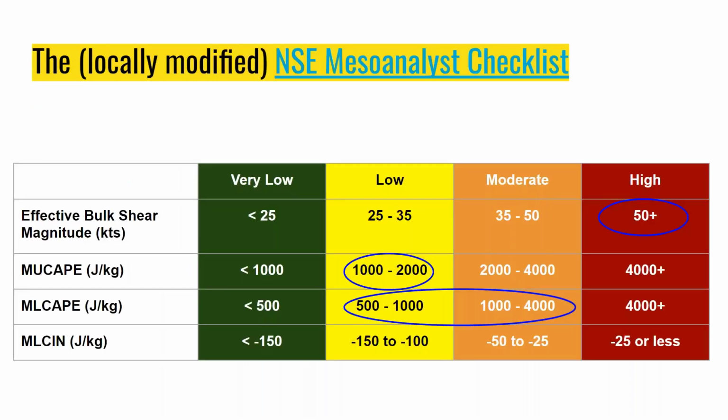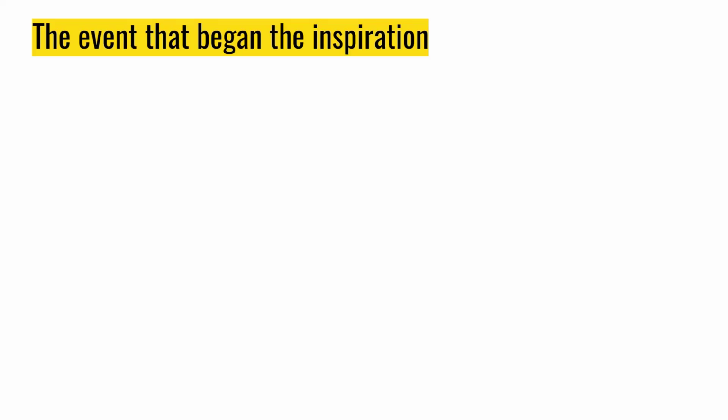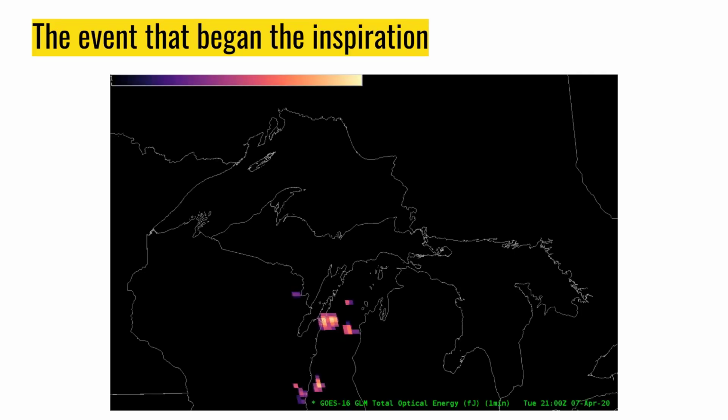So utilizing one of these checklists, again from WFO Grand Forks, that we've locally modified here for that April 7th event, this is what we identified here leading into the event in terms of instability and shear parameters. It turned out that there was only one LSR for this particular event, and here you can actually see early on in the event that there was some signals of increased lightning activity about 9 minutes before the LSR was issued.